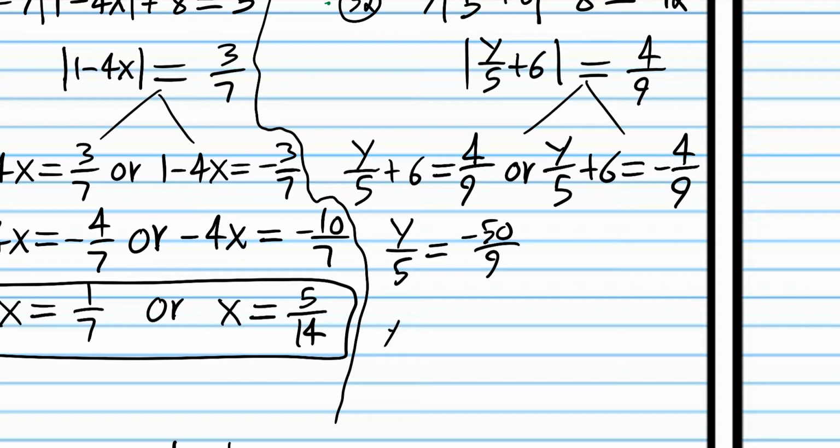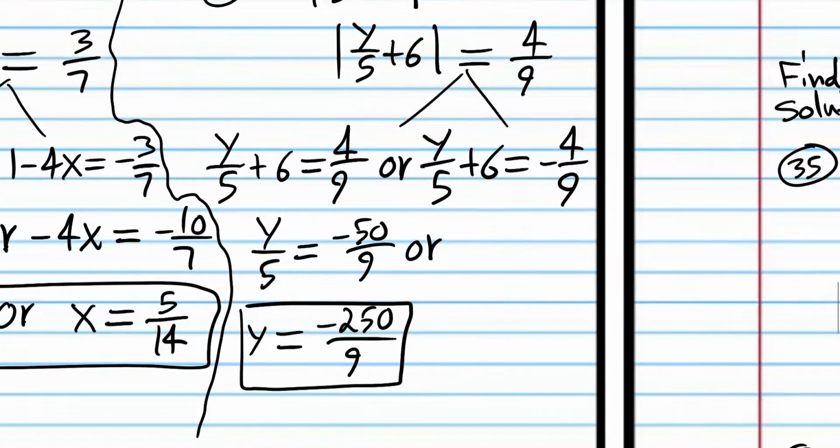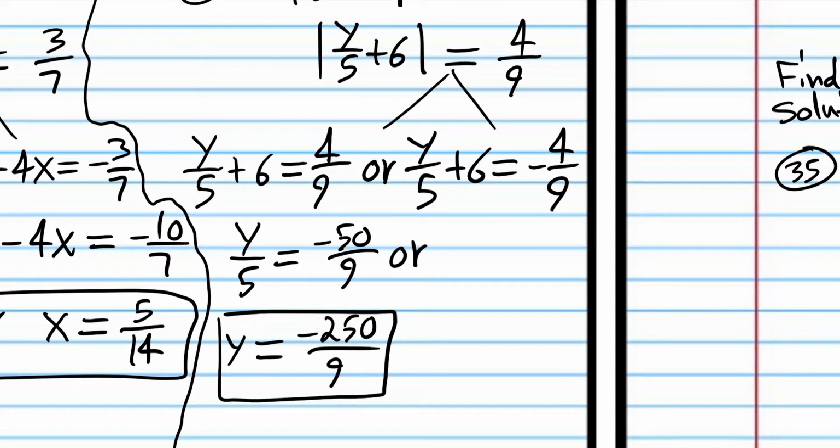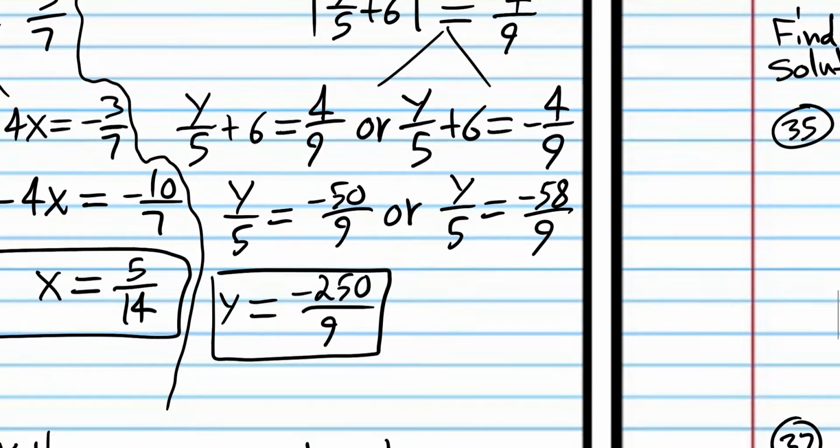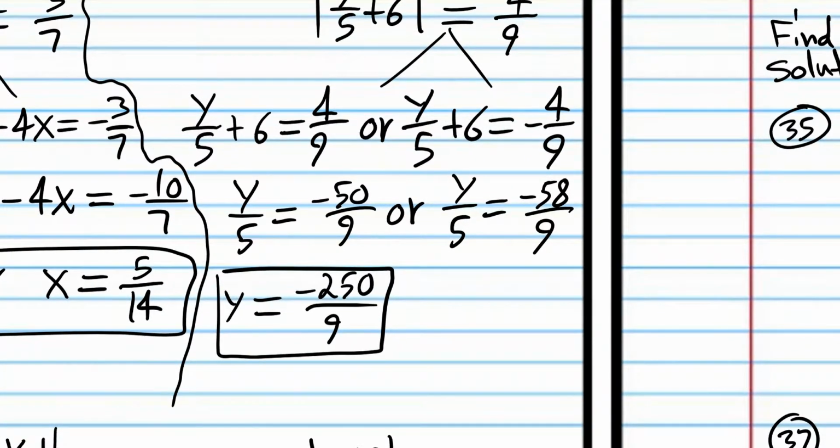Multiply both sides by 5, and we get negative 250 over 9, and you can just keep it as an improper fraction. Over here, we're going to subtract 6, and we get negative 58 over 9, so y over 5 is equal to negative 58 over 9. And again, if you are wondering how I'm doing this quickly in my head, if you do the arithmetic enough, you'll get to the point where you can do it quickly also. But you just need to review it.